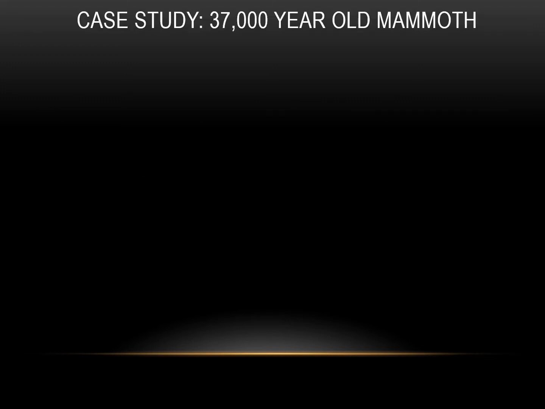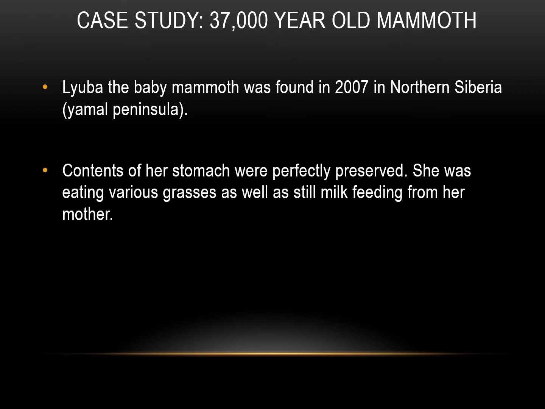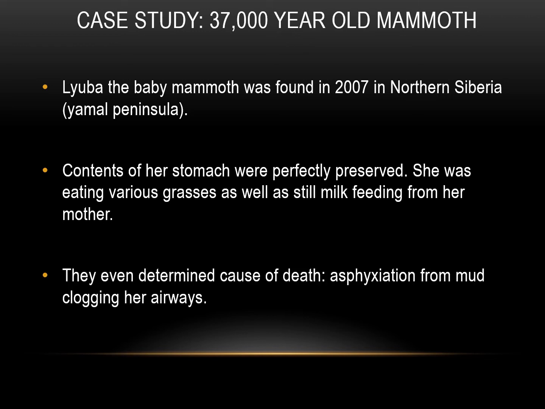So if we look at a case study in paleodietary reconstruction, we have the case of Lyuba, a 37,000-year-old mammoth that was found in the Yamal Peninsula in northern Siberia in 2007. She was so well preserved that the contents of her stomach were perfectly preserved. So we know that she was eating various grasses and that she was still milk feeding from her mother. We were even able to determine the cause of death, which was asphyxiation from mud clogging her airways. And when you see the picture of Lyuba, you're going to see this is one of the best specimen preservations that we've ever found.